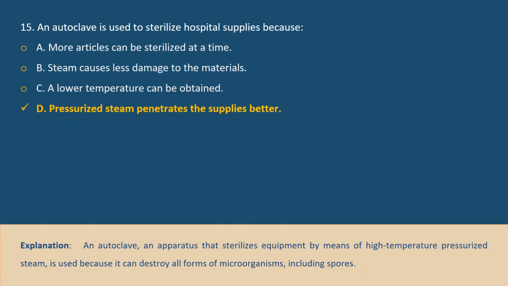Answer D. Pressurized steam penetrates the supplies better. Explanation. An autoclave, an apparatus that sterilizes equipment by means of high-temperature pressurized steam, is used because it can destroy all forms of microorganisms, including spores.